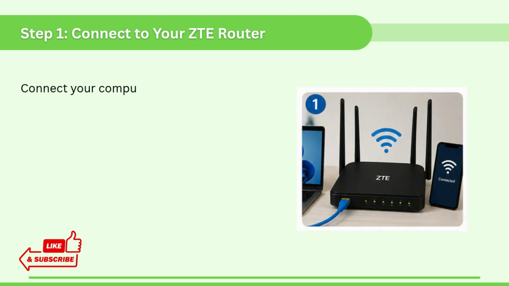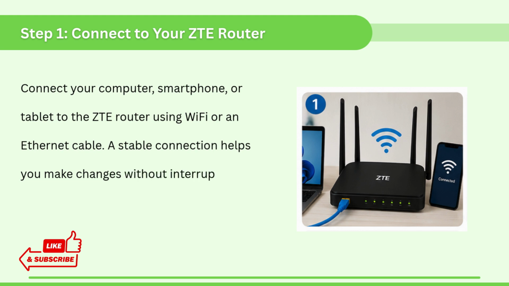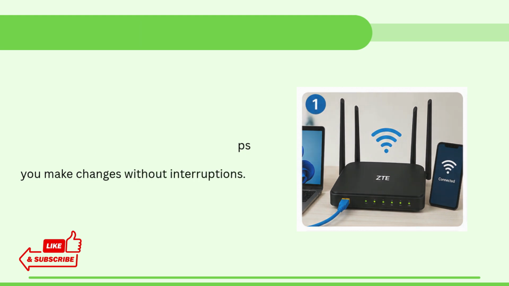Step 1. Connect to your ZTE router. Connect your computer, smartphone, or tablet to the ZTE router using Wi-Fi or an Ethernet cable. A stable connection helps you make changes without interruptions.